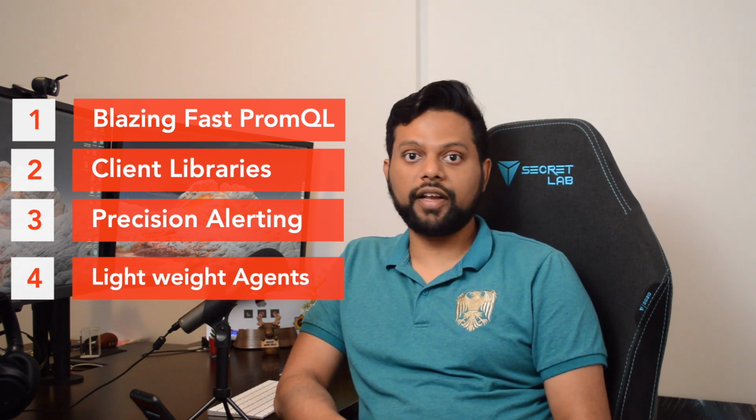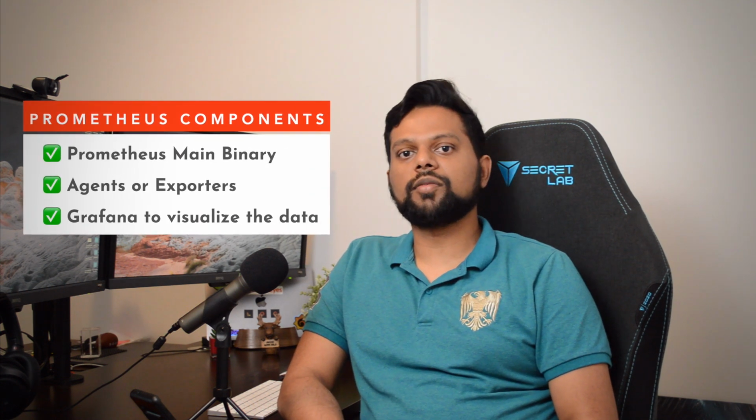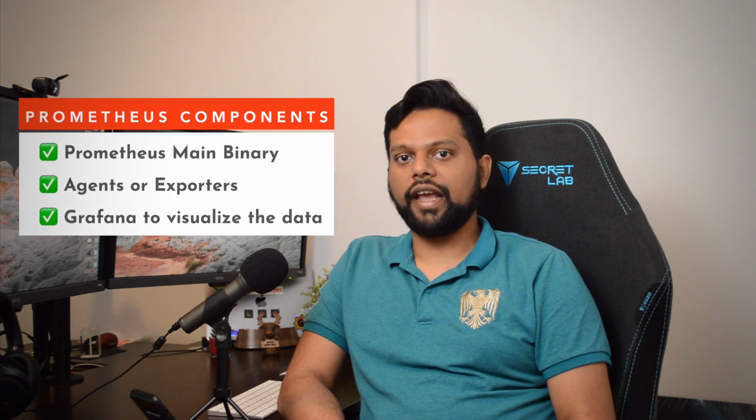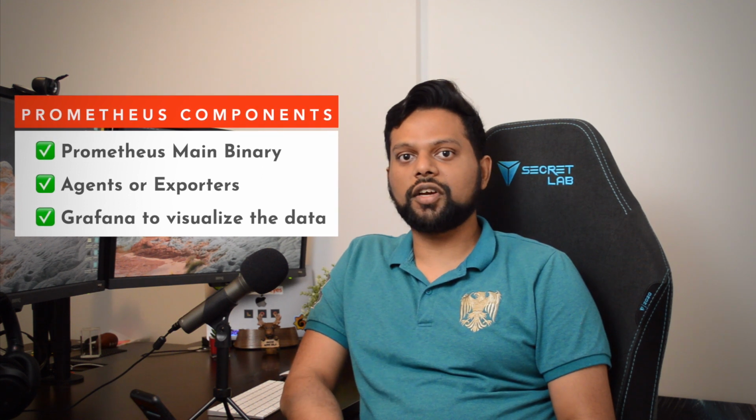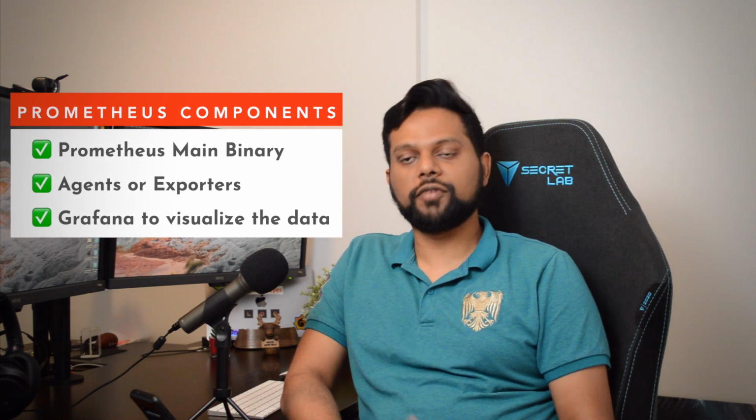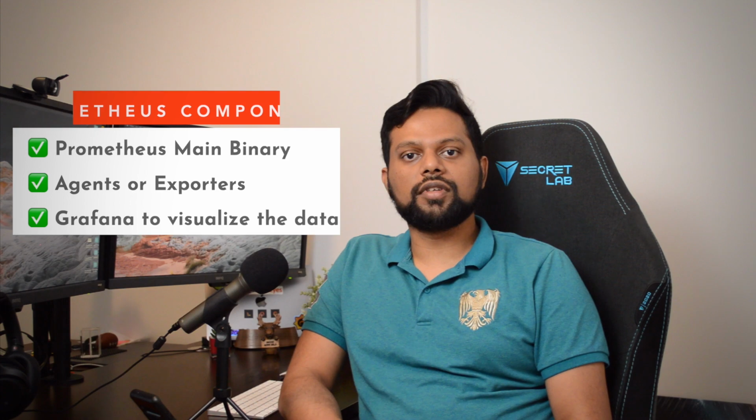The agents we use to collect these metrics are very lightweight and open source. Components we need to start with is the Prometheus main binary. We'll also need agents, or exporters is what they call them in this sense, and also to visualize, we'll use a tool like Grafana.